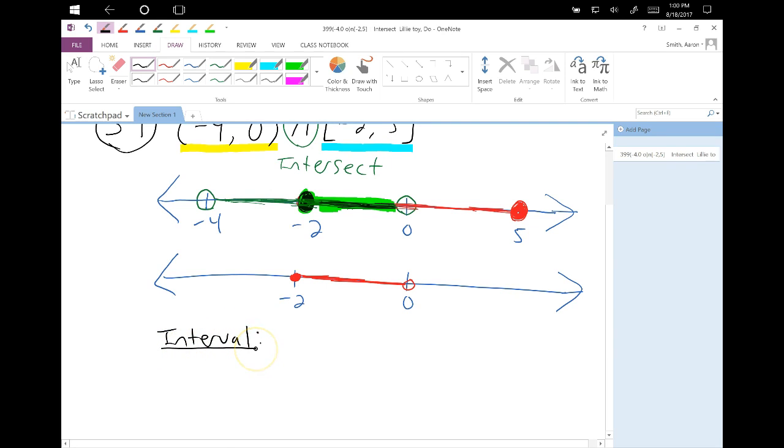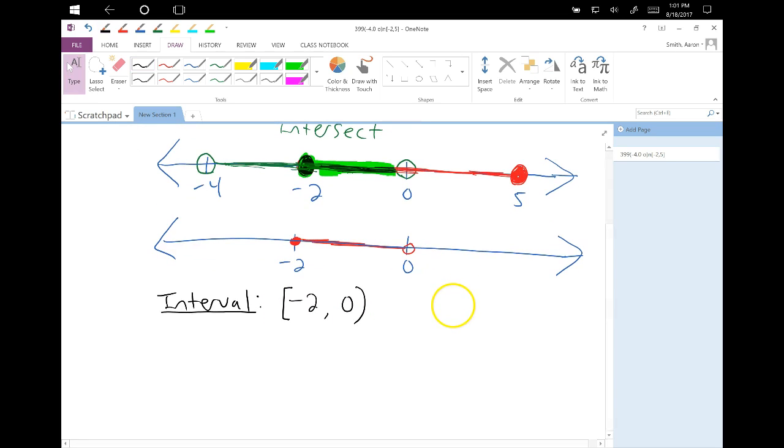In interval notation, I'm going from -2 to 0. So I write -2 to 0. I put a bracket when I include it, when I have a solid dot, and I put parentheses whenever I don't include it, when I have an open dot. So brackets because I'm including -2, parentheses because I'm not including 0. That's how you could write your solution there.